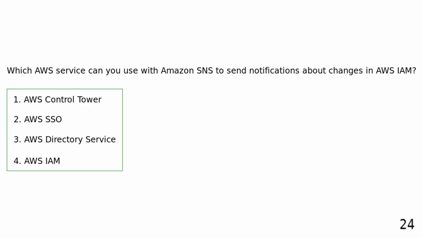Which AWS service can you use with Amazon SNS to send notifications about changes in AWS IAM? AWS Control Tower, AWS SSO, AWS Directory Service, AWS IAM. AWS IAM can be configured to send notifications through Amazon SNS when changes occur, such as when a new user is created or a policy is modified, enhancing security monitoring.